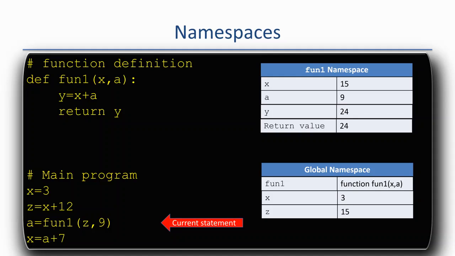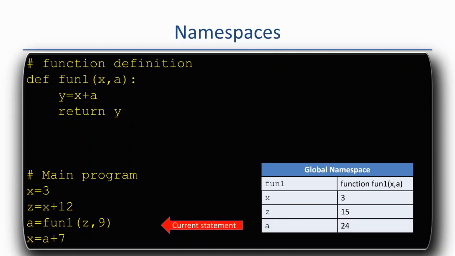At this time, Python knows that the value of the right-hand side of this statement is 24. Then it is going to assign it to the variable a. And as soon as you come out of this statement, notice that the namespace of the function is deleted, and the value of 24 is assigned to the variable a.